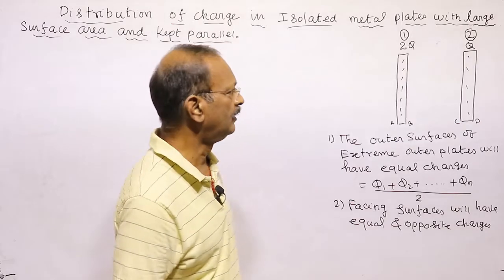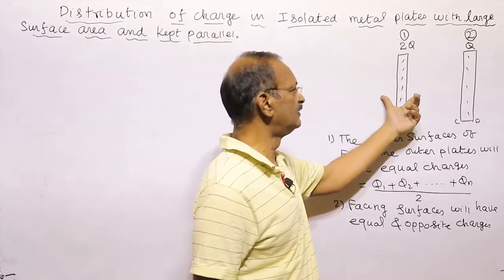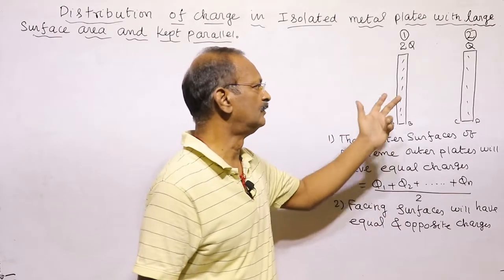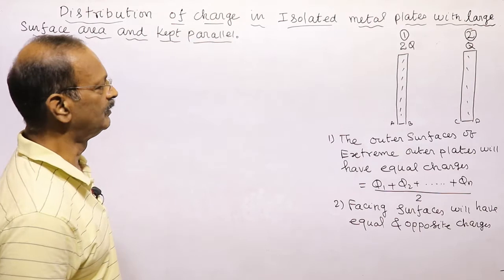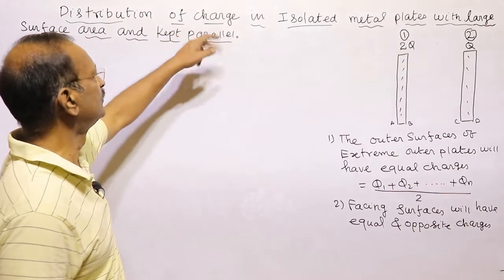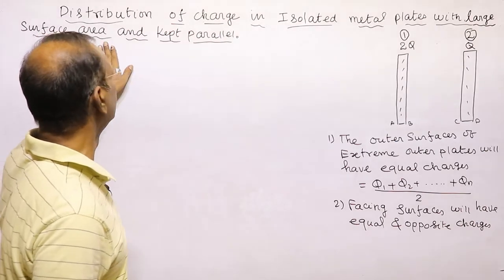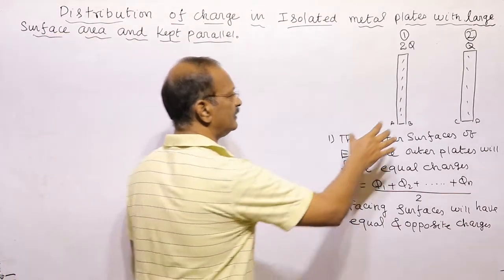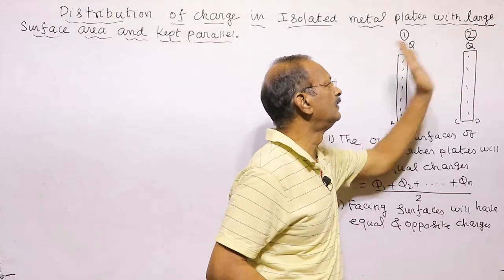Redistribution of charges on parallel plates, parallel metal plates. There are two metal plates, 1 and 2. Now we take the two parallel plates and we'll extend it to many number of parallel plates. Distribution of charge in isolated metal plates with large surface area and kept parallel. So this is one and this is two, each having a charge of 2q and q.